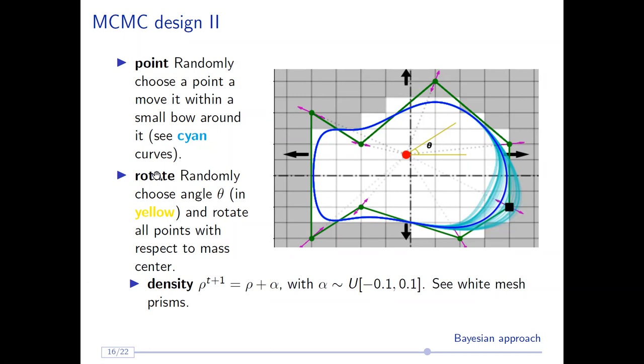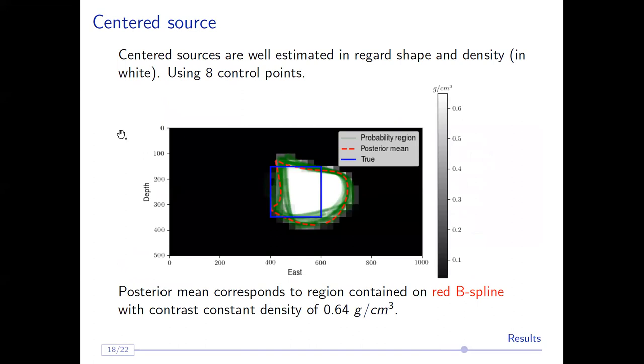Another movement is rotating the entire polygon, keeping the same lengths. And the final move is changing the density. For the density, we just perform a random walk, changing the previous density with an alpha value that is chosen from a uniform random distribution. Okay, so with this procedure, we have this kind of results.